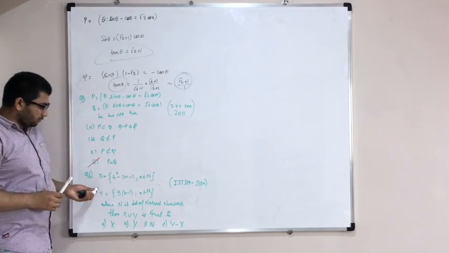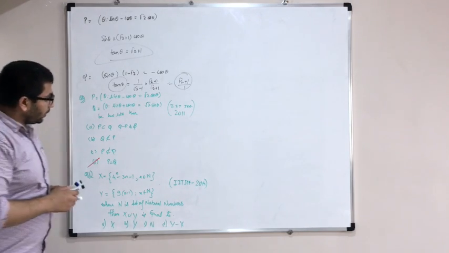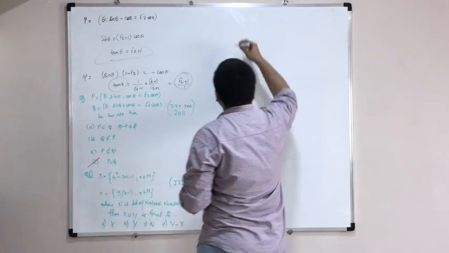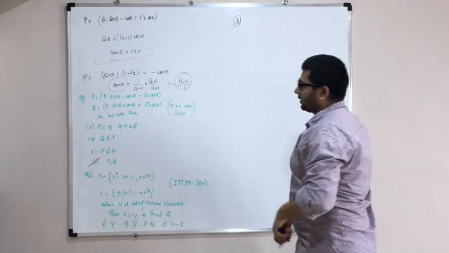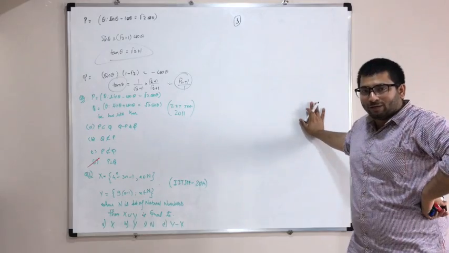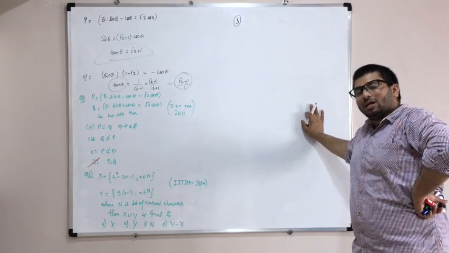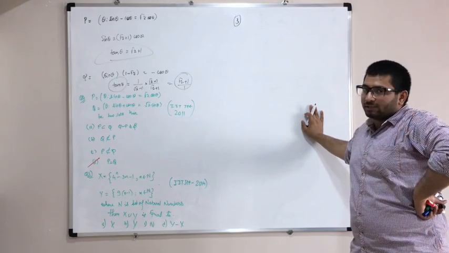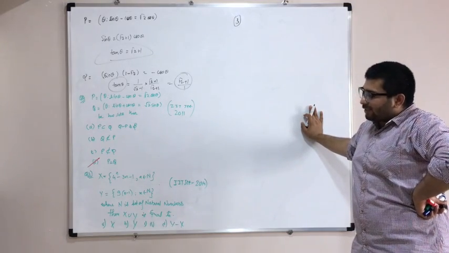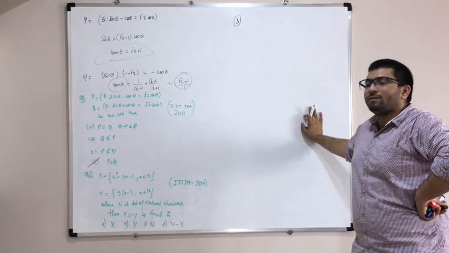Clear? Now let's move to the third question. Let's see the third question. See, this is the same question we have done before, correct? Same question, but now the concept is the same while the application is different. What is the application? X is 4 raised to power of n minus 3n minus 1.